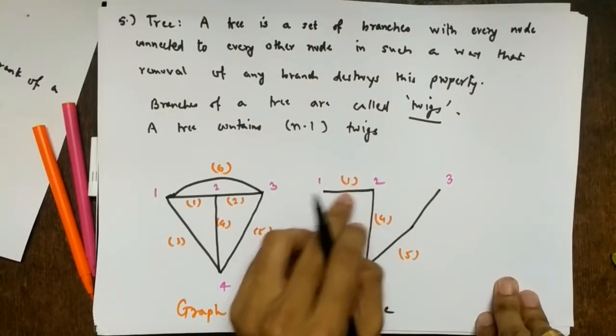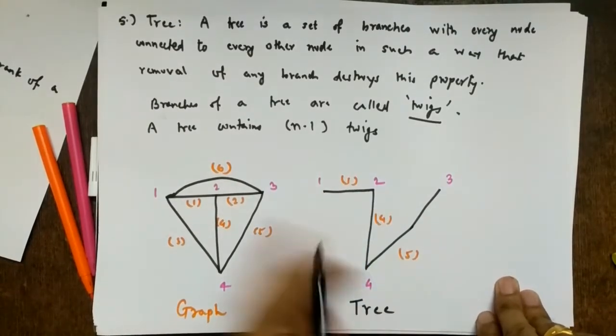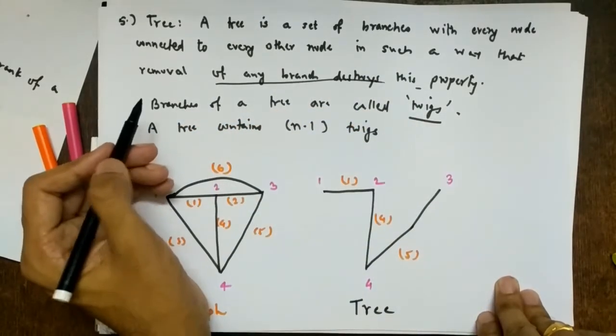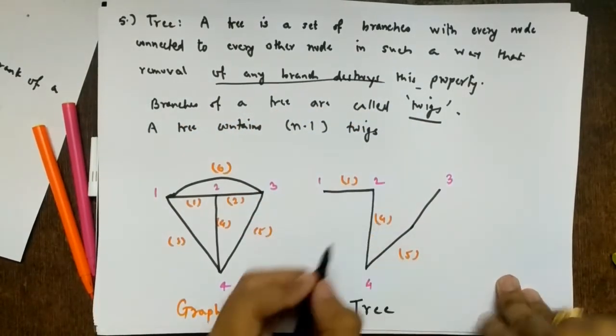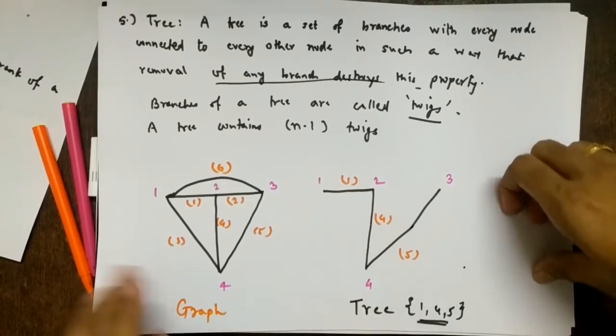So even if you remove branch 1, node 1 will not be connected to node 2. So then this will not be a tree. So that is what it means by removal of any branch destroys this property. So then what are branches 1, 4 and 5? If I want to show twigs, I show 1, 4 and 5 are the twigs, right? So I have written them in curly brackets.